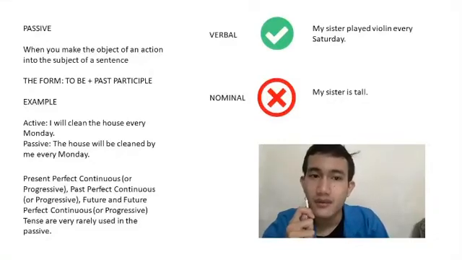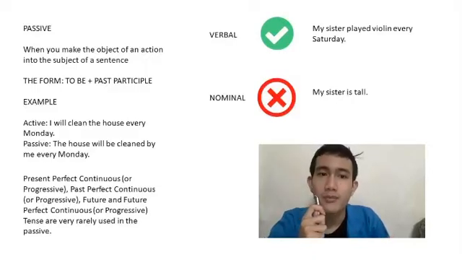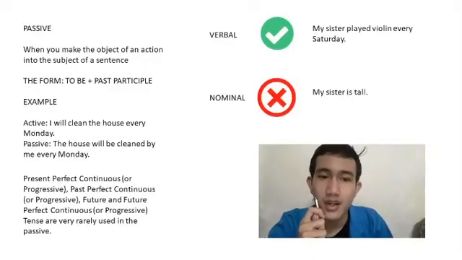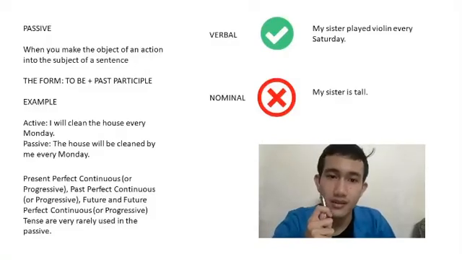In active, the meaning is "aku akan membersihkan rumah setiap Senin." Sedangkan untuk passive sentence, "rumah akan dibersihkan olehku setiap Senin." You can see what I'm saying before. You just need "di-" in the passive sentence.